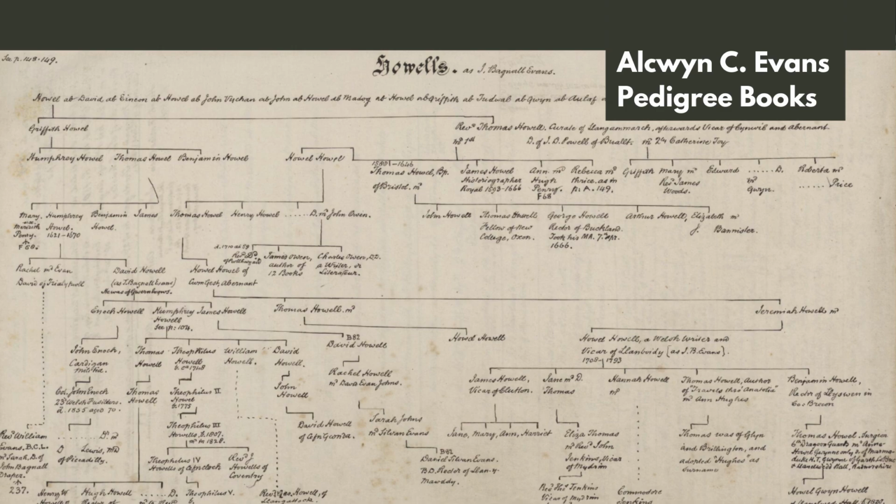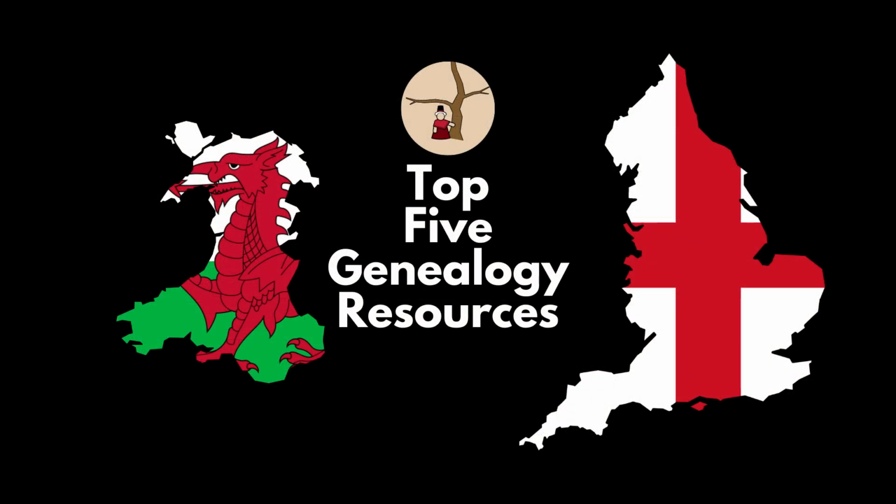But if you're interested, you can find the Alcwyn C. Evans pedigree books on the National Library of Wales website. And that's my top 5 genealogy resources for doing Welsh and English research.